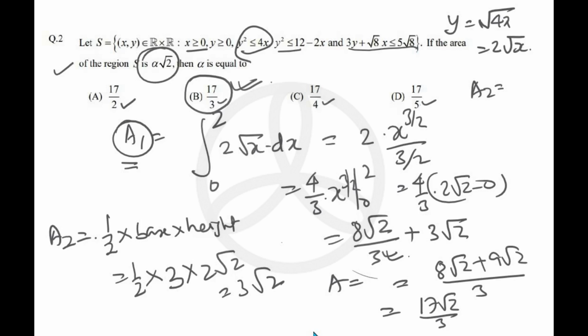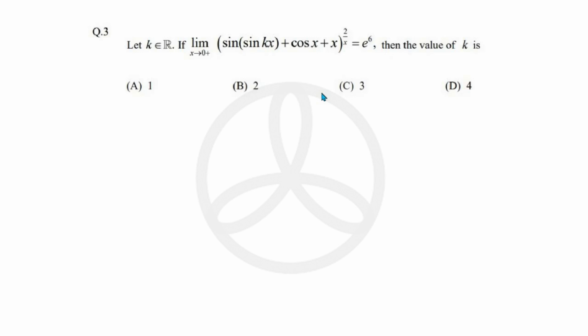Now this is actually alpha square root of 2 divided by 3 equals 17 square root of 2 divided by 3, and this square root of 2 will go off and alpha will be 17/3. Correct option is B in this case. This is the third question. This question is again quite tricky, and we have to be very careful while solving this one.